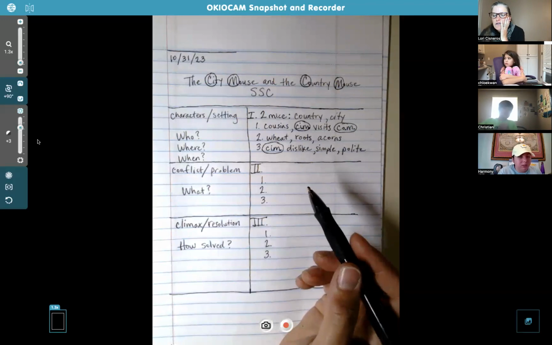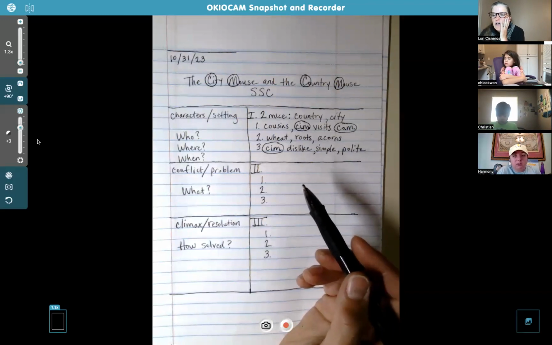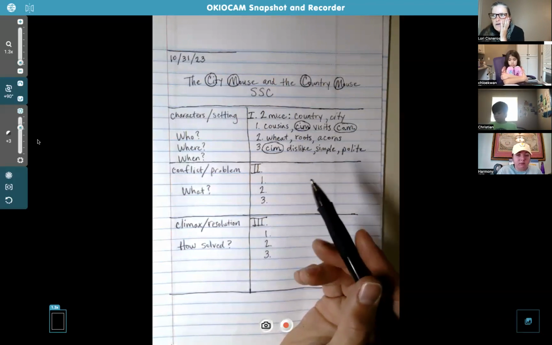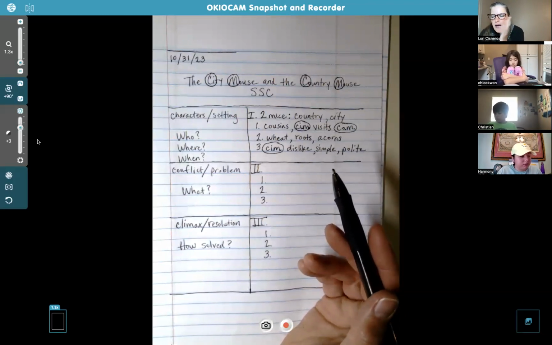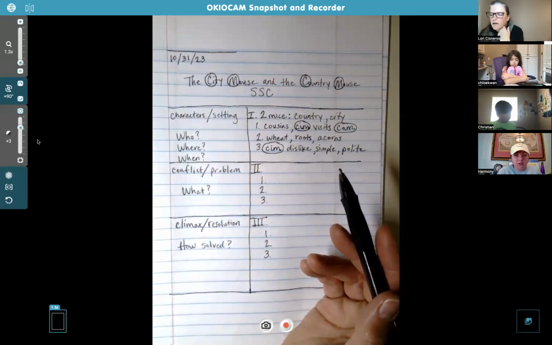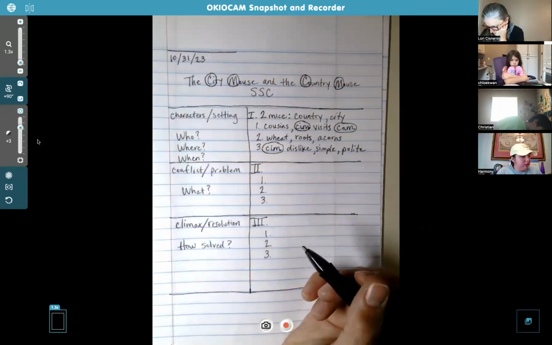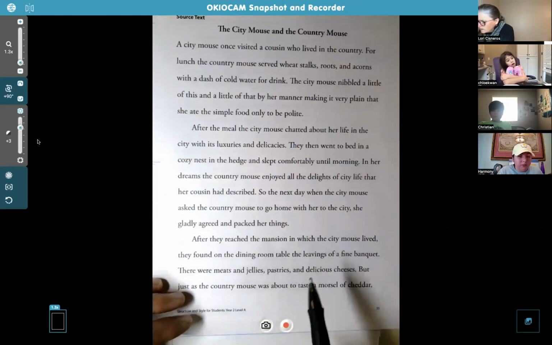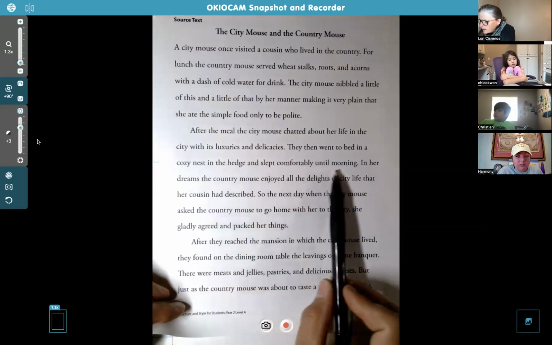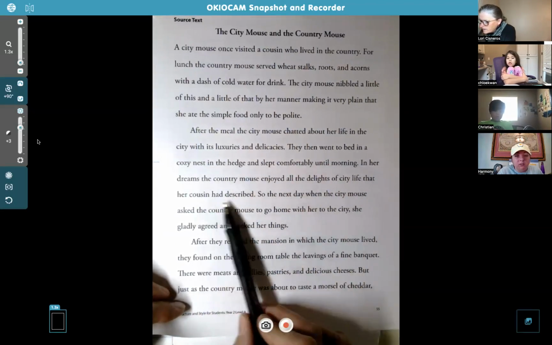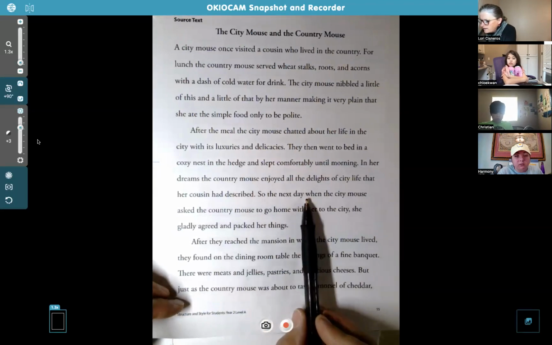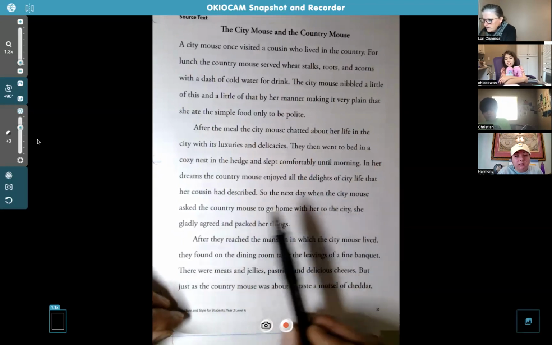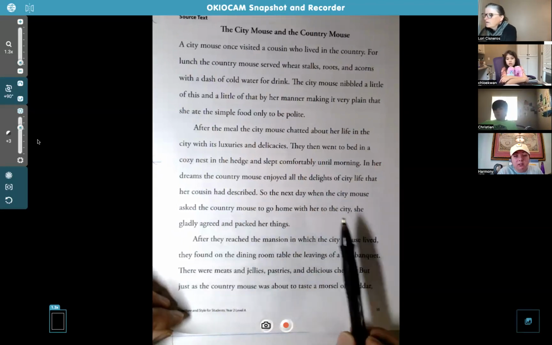The country mouse was dreaming about city life, right? Were you going to say that? The city. Yes, good, Harmony. And then what happened next? When they got up the next morning, what did they do next? In her dreams, she dreamed about the city life right here. So the next day, what did the city mouse do? The city mouse asked the country mouse to go to the city with them.